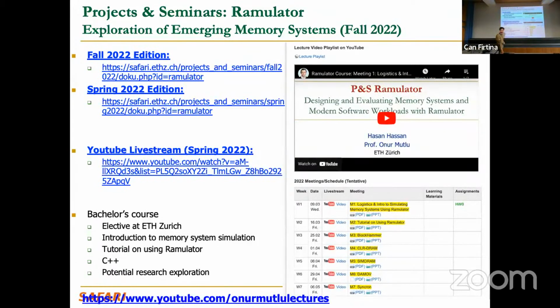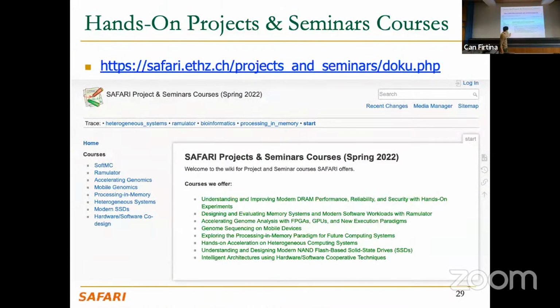Actually, this course, I think it will be a good reference for all of you, not only because we will cover a lot of memory systems in this course, but also because, if I'm not wrong, you'll have a lab where you will have to use RowHammer. And this is the whole list and the website of this hands-on project and seminars course.